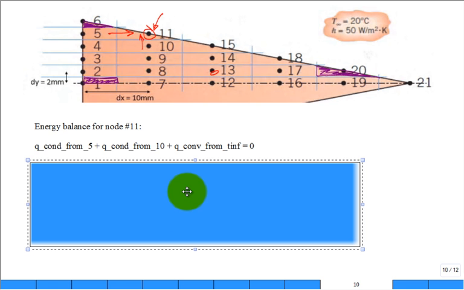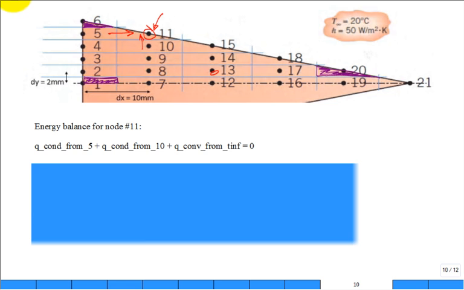The first line, I'd say the conduction from 5 into 11 plus the conduction from 10 into 11 plus the convection from T infinity, the fluid, into 11 must all sum to 0. Now, I'll hand it to you. There's a lot of you that say, I think I got this in one fell swoop. I wouldn't. I'd go slow. Because what do you know when you look at 5 into 11? We know we're going to apply the equation that the amount of heat transfer from 5 is going to be the thermal conductivity, T5 minus T11.